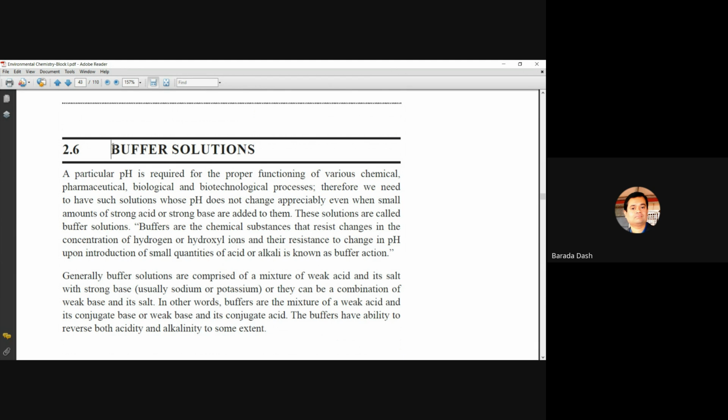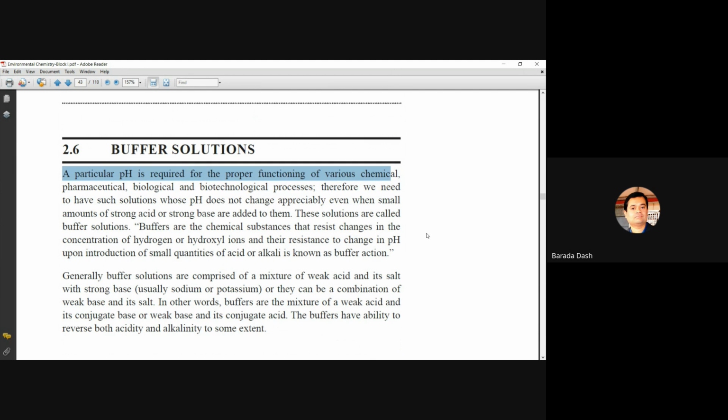Another important concept is buffer. A particular pH is required for the proper functioning of various chemical, pharmaceutical, biological, and biotechnological processes. Therefore, we need solutions whose pH doesn't change appreciably. So basically, if a solution's pH remains constant by addition of acid or base, that is called a buffer solution. That means its pH is constant, whether you add base or acid to it. If the buffer solution has a pH equal to 7 and you add base to that, it will remain 7. If you add acid to that, it will also remain 7.